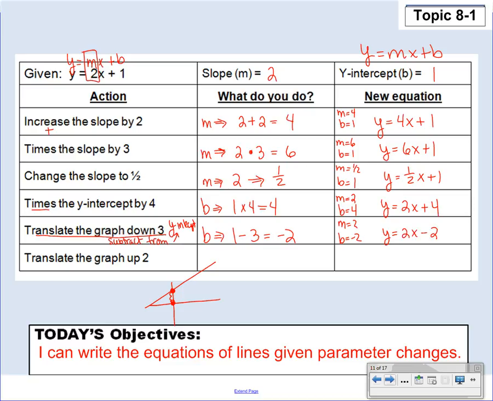Last one says to translate the graph up 2. Well, if going down means subtract, that means translating up means to add 2 to the y-intercept. So again, only the y-intercept changes. It was originally 1. We are now going to add 2, and we get 3 as our new y-intercept. Notice we didn't do anything to the slope, so our original slope is still 2. Our new y-intercept is 3. Our equation is y equals 2x plus 3.